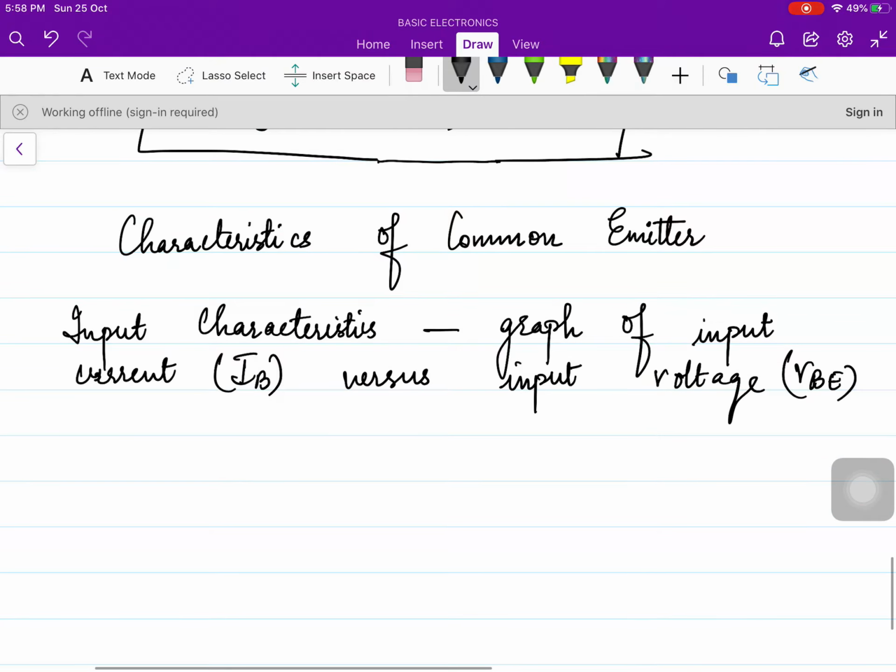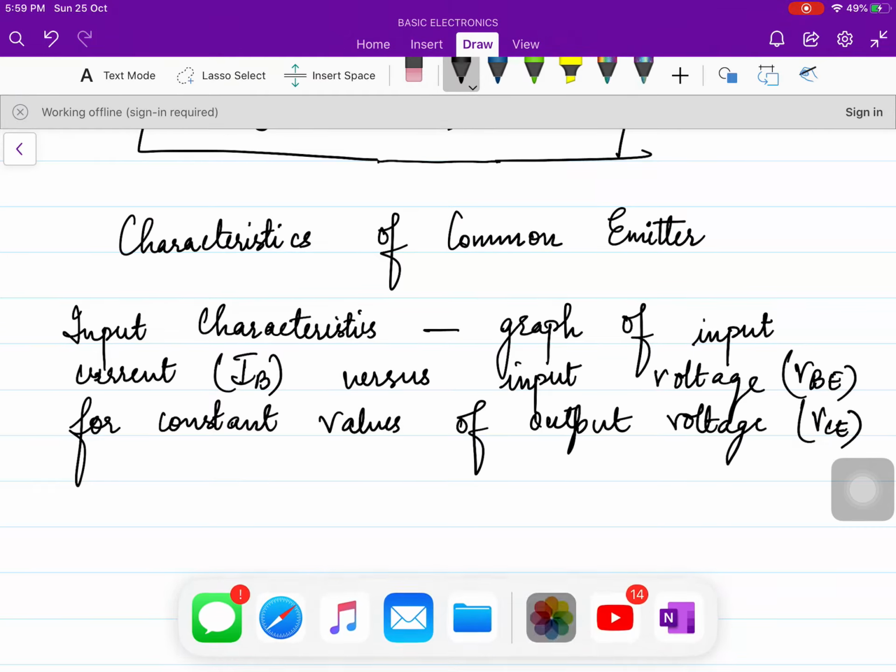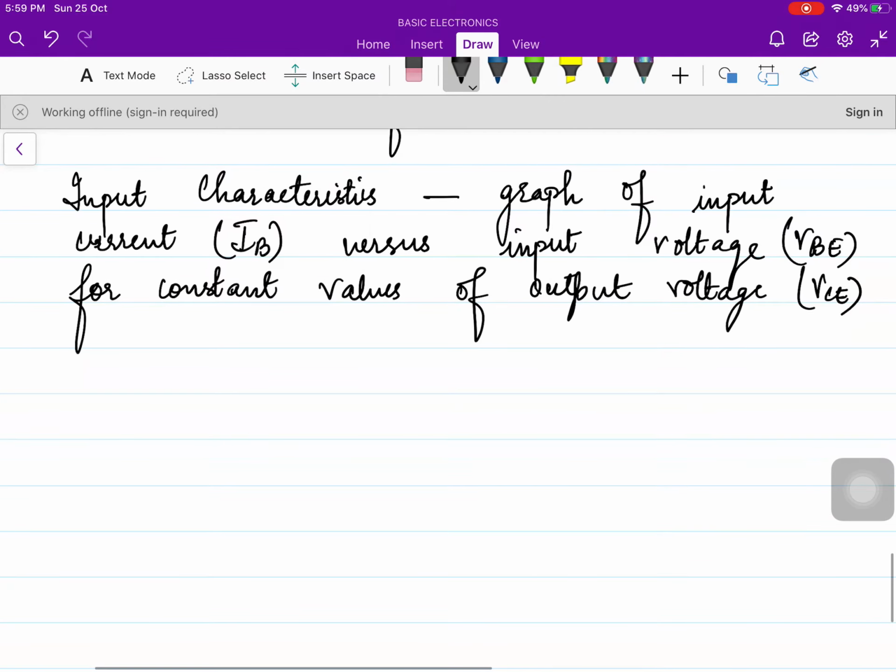So just have a check on the circuit diagram: the graph of input current versus input voltage for constant values of output voltage. And what is the output voltage? If you look into the circuit diagram, you will find it to be VCE. Okay, so first of all we will recall the definition of input characteristic, which is very simple to remember: it is the graph between input current and input voltage, but you should always remember, for constant values of output voltage.